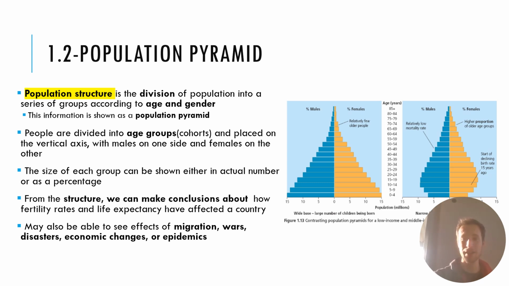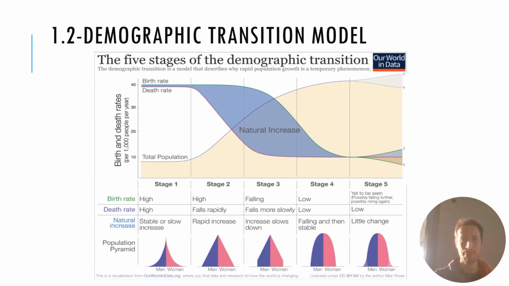Whereas this nation over here is getting a little more of a bulge, which means they're starting to see some declining birth rates potentially, but they're going to have a higher middle-aged population soon, which might be the beginning of what's called the demographic dividend, which comes up a little bit later. The demographic transition model is a good thing to understand.